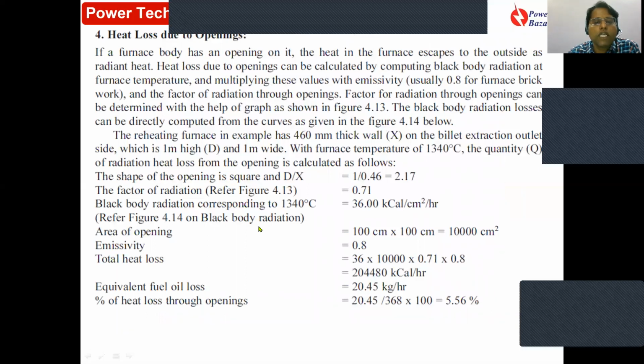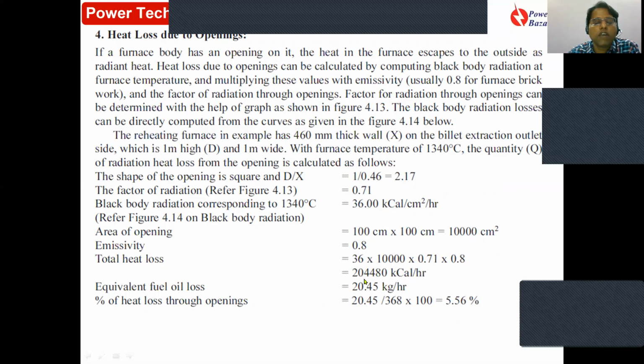Now, what is the area of the opening? 100 centimeter into 100 centimeters, so it is 10,000 square centimeters. Emissivity is 0.8. So total heat loss will be 36, that is the black body radiation, into 10,000 into 0.71, that is the opening factor, and 0.8 is the emissivity factor. From this we find it is around 204480 kilocalorie per hour.